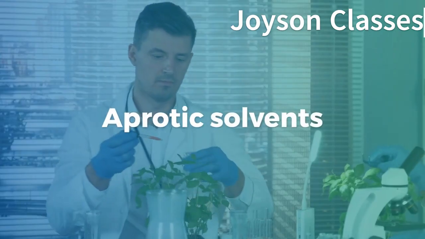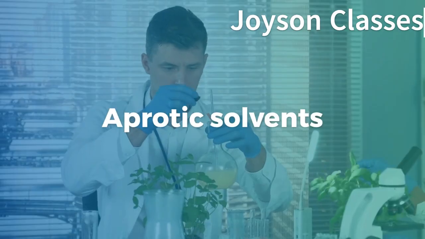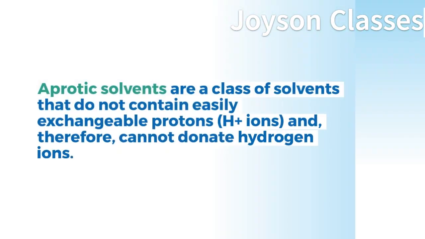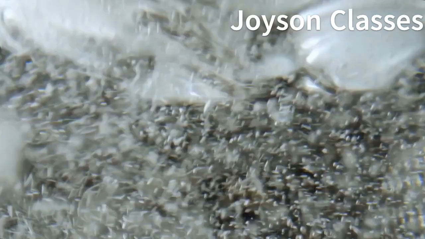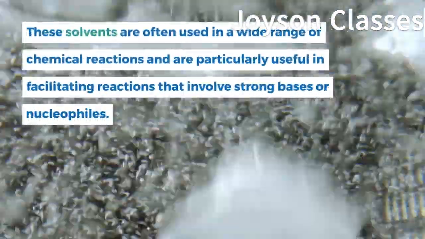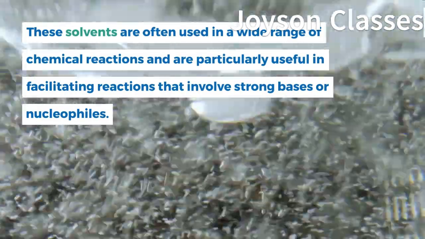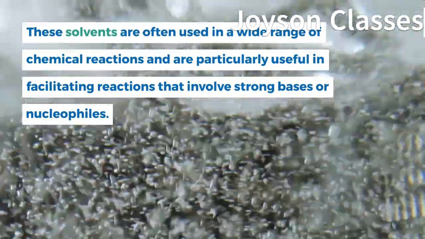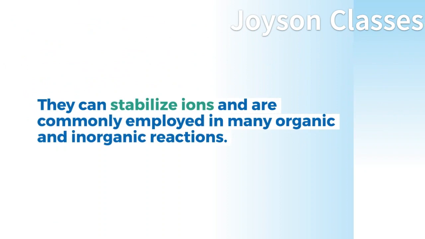Aprotic solvents. Aprotic solvents are a class of solvents that do not contain easily exchangeable protons, H+ ions, and therefore cannot donate hydrogen ions. These solvents are often used in a wide range of chemical reactions and are particularly useful in facilitating reactions that involve strong bases or nucleophiles. They can stabilize ions and are commonly employed in many organic and inorganic reactions.